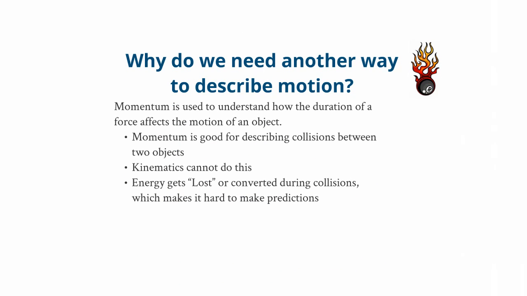Now, why do we need another way to describe motion? Well, momentum is used to understand how the duration of a force affects the motion of an object. It's good for describing collisions. There's some limitations to what we've learned so far when it comes to collisions. Kinematic equations cannot predict what happens after a collision. Neither can energy, because energy is so easily lost due to internal energy or being converted into other forms of energy through external means, through sound, through crumpling, and those kinds of things. So we can't really use energy to make predictions on objects whenever they go through collisions.